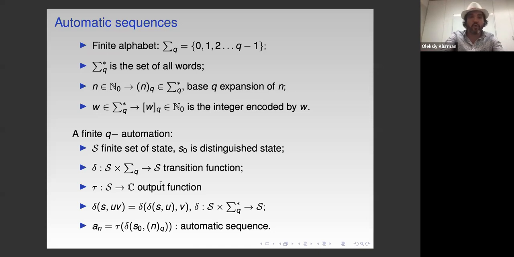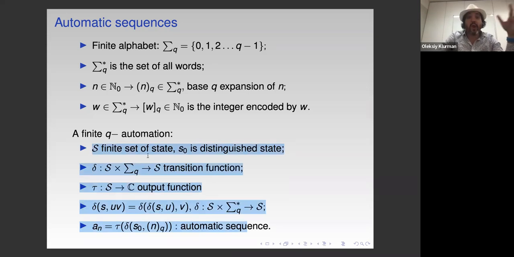Again, for people who know it, they know it. For people who don't know it, how to think about that? Well, so we have n in the q-adic expansion, or a q alphabet. So we think of n as represented in base q.